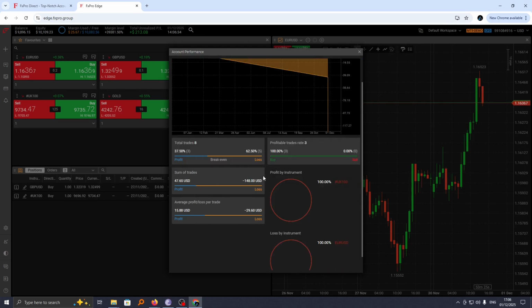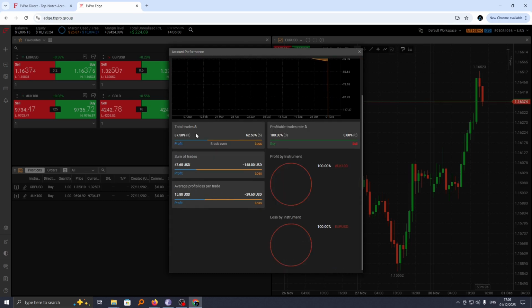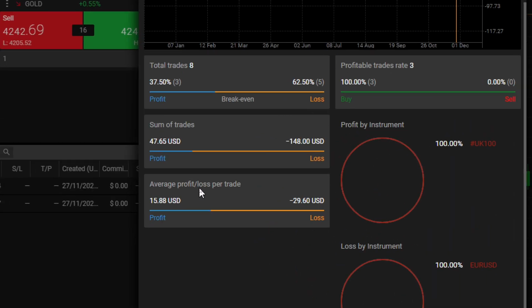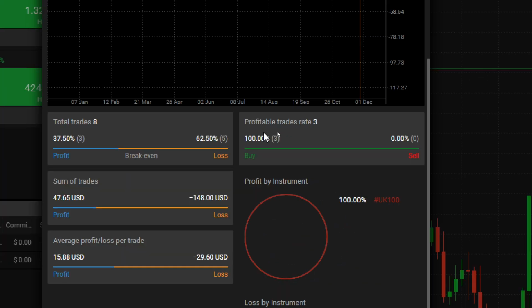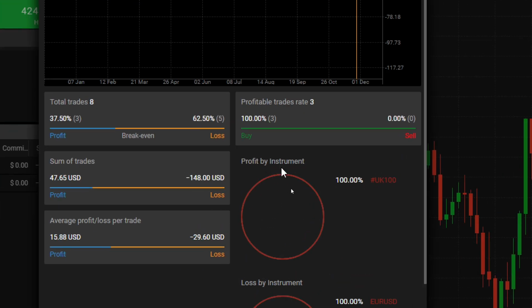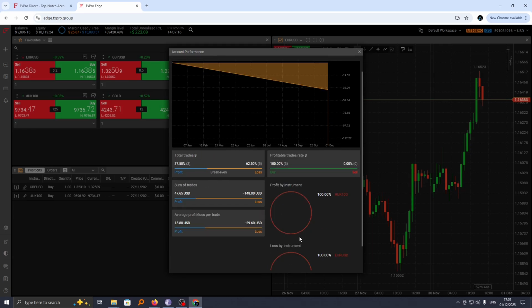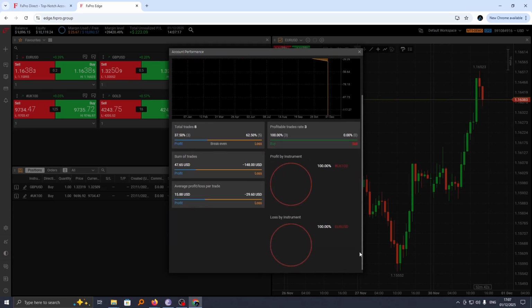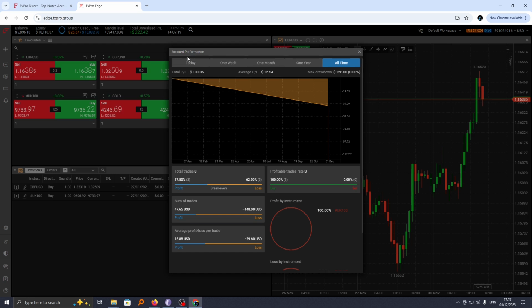for you to see. From the report, you should be able to see your total trades, your sum trades, your average profit or losses per trade, as well as your profitable trades rate. And here is a division of profits by instrument as well as loss by instrument according to your account. So that's how you can find your account performance history in FxPro.